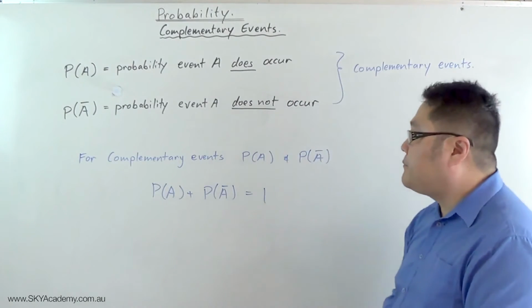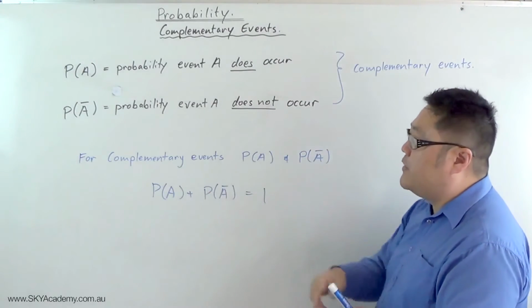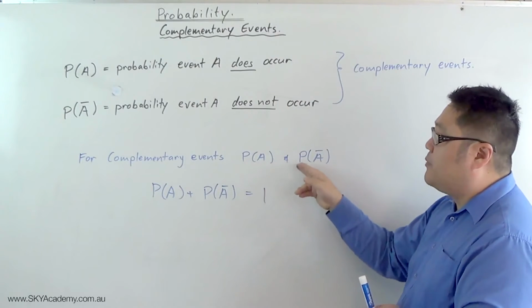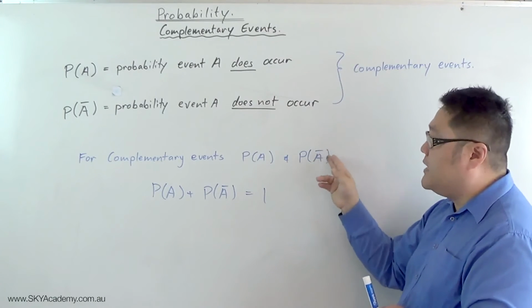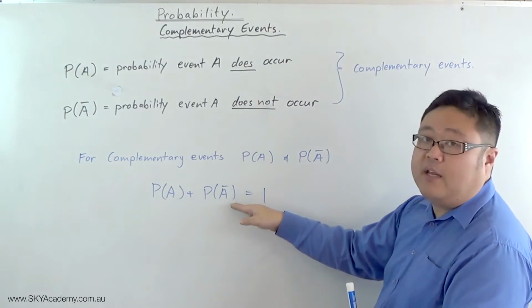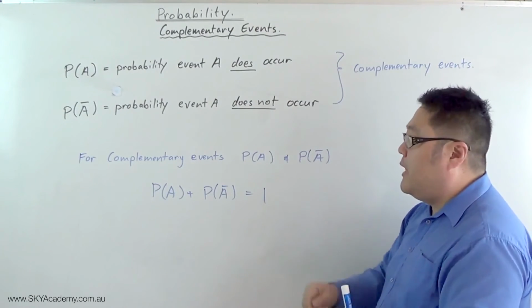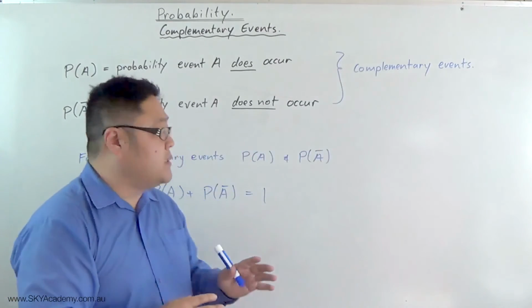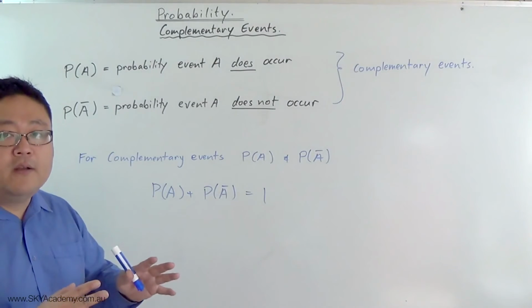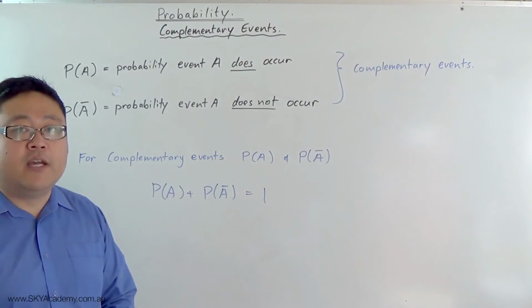And this is what we know about complementary events. For two complementary events, P(A), the probability of A, and the probability of A not, A', you will find that the probability of one plus the probability of the other gives you 1. The reason is that the probability of something occurring plus the probability of it not occurring will give you all possibilities, will cover all possible outcomes that you can have.